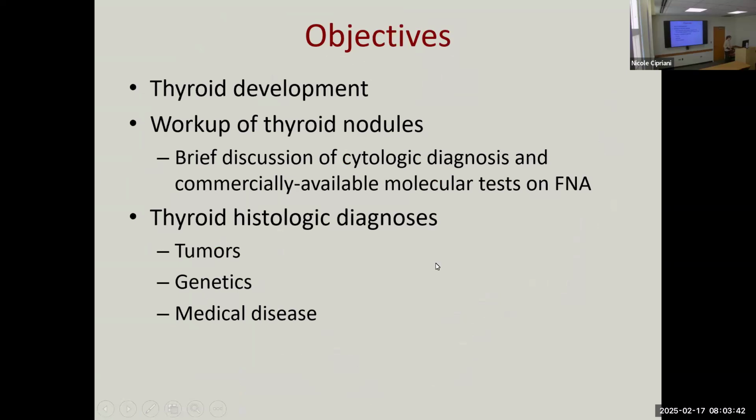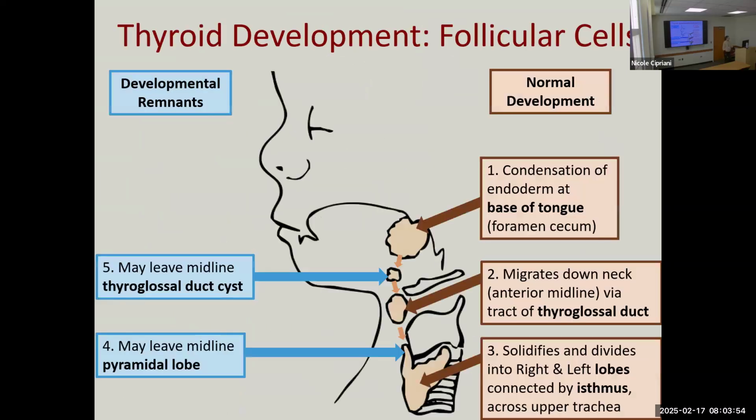So we'll start with some development of thyroid. We'll talk about how thyroid nodules are worked up, and then the histologic features of tumors, including genetics and some medical diseases.